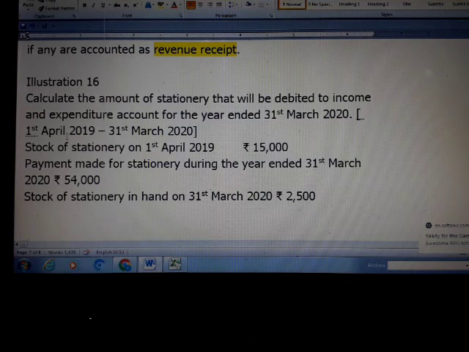The final one is stock of stationery in hand on 31st of March 2020. That is your closing balance of stock. So the closing balance of stock for the current year is given to us. What will you do with that? You need to subtract it. It is similar to the formula: cost of goods sold is equal to opening stock plus purchases less closing stock. So in this aspect we have to prepare our stationery account.